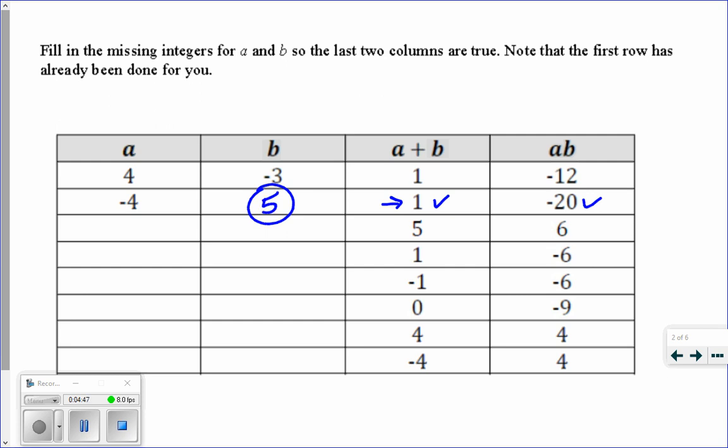And then we can test and see, does negative 4 combined with a positive 5 give us a positive 1? And yes, it does, right? So check. Right? Let's practice now without having any numbers. Again, we're looking for two numbers that satisfy this sum and this product.